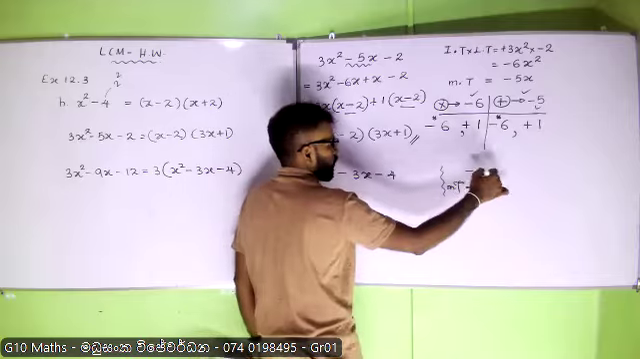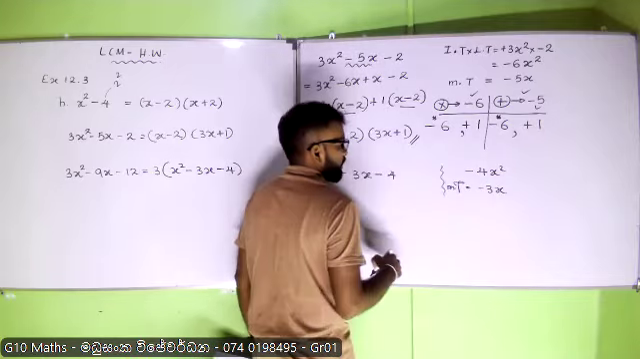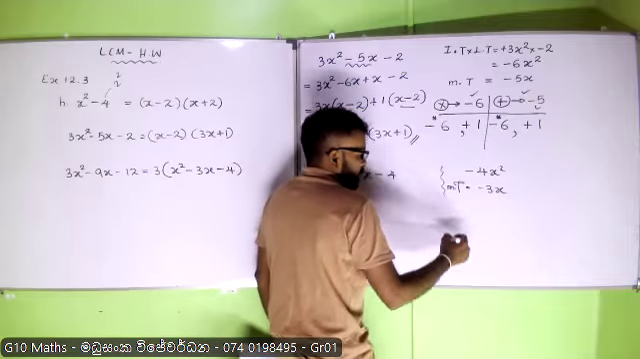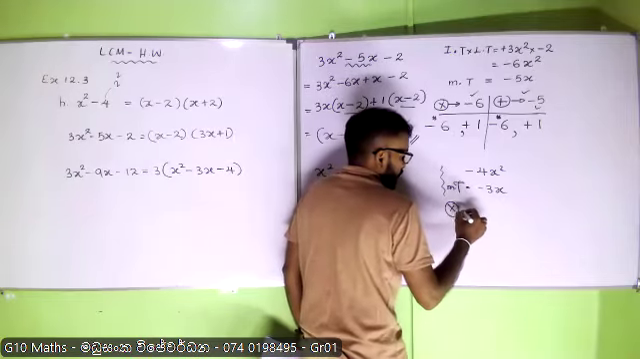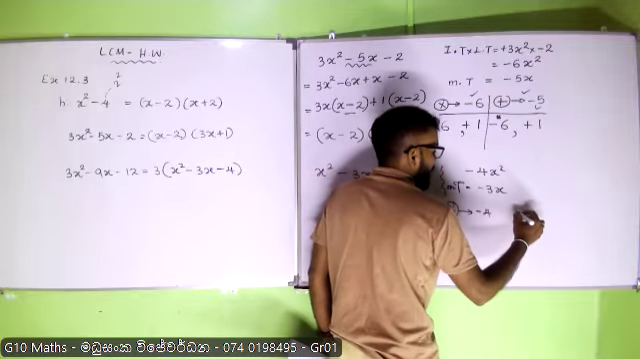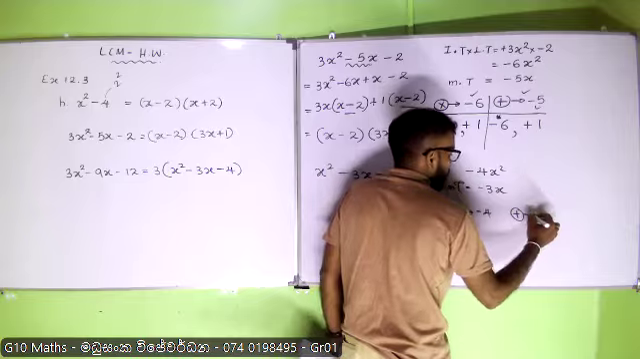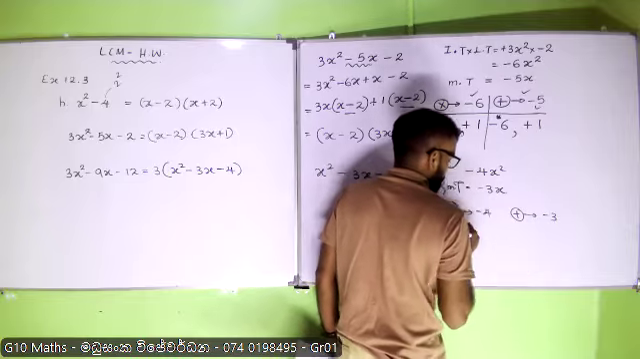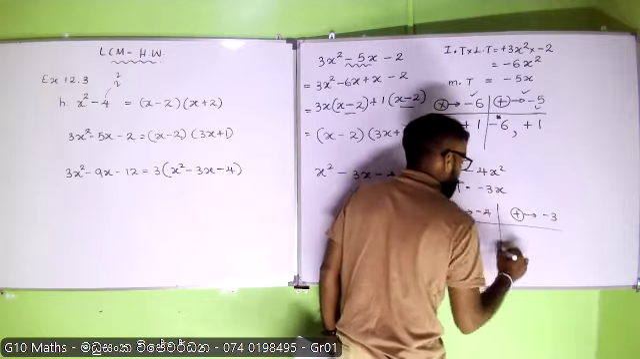Right? This is 4x squared. So when you are multiplying the two numbers, you need to get -4. When you are adding the two numbers, you need to end up with -3. Right? So this is my small table.